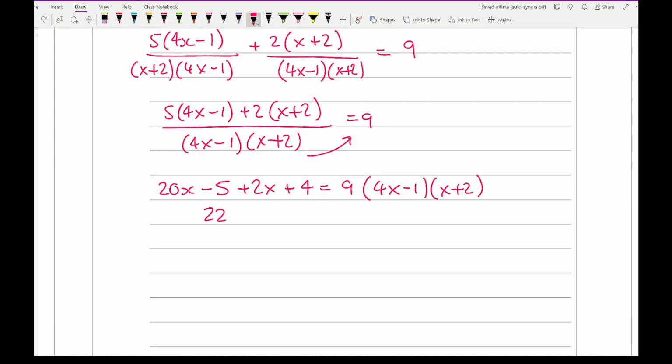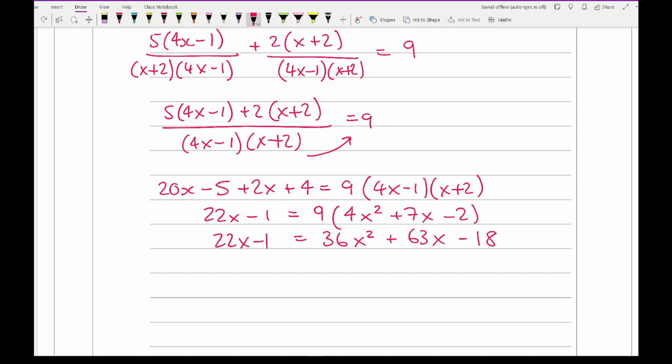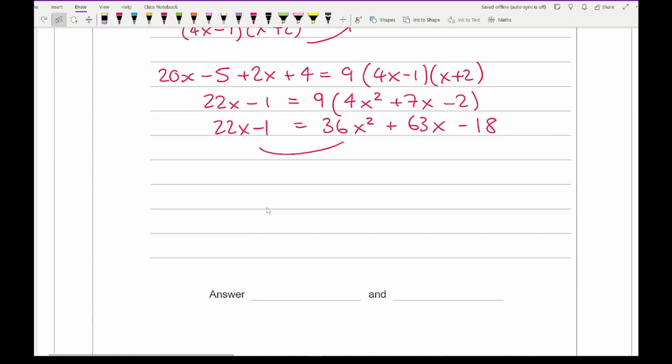Simplifying the left hand side, I get 22x minus 1 equals 9 lots of, and again I'm going to take a shortcut and expand those brackets out. So I get 4x squared plus 7x minus 2, which then becomes 22x minus 1 equals 36x squared plus 63x minus 18. Then if I take all of this over to the other side, I end up with 36x squared plus 41x minus 17 equals 0. So here a equals 36, b equals 41, and c equals minus 17.